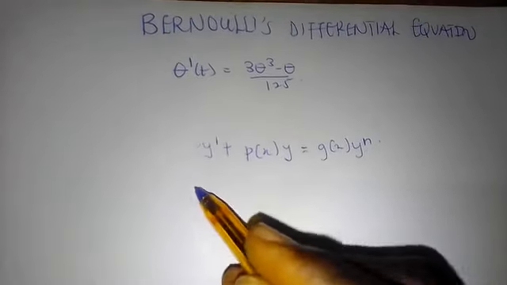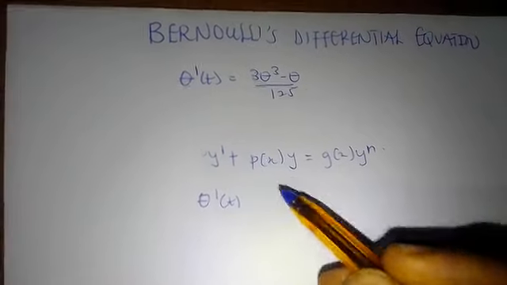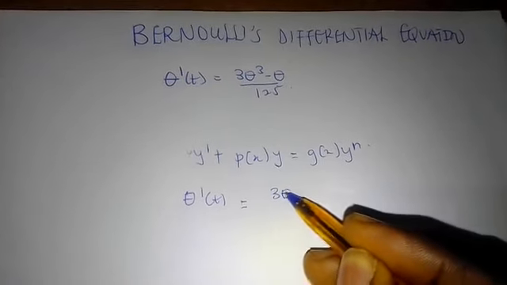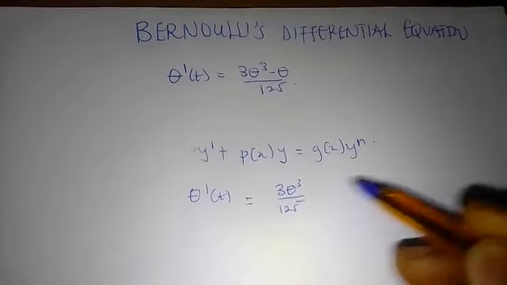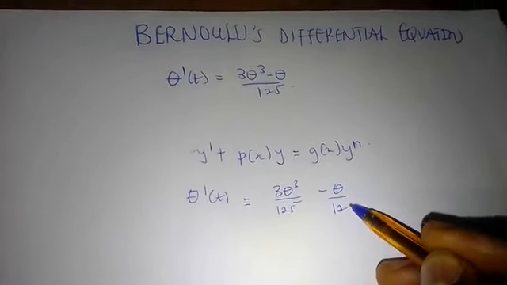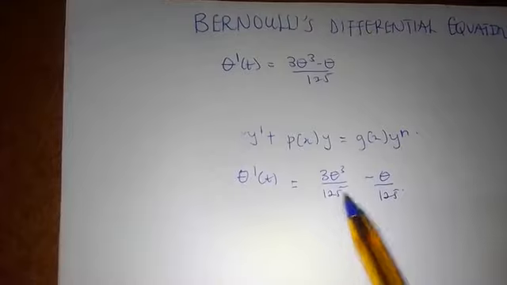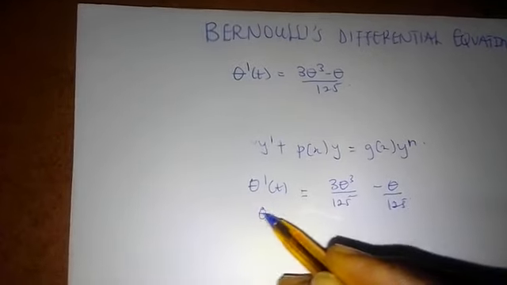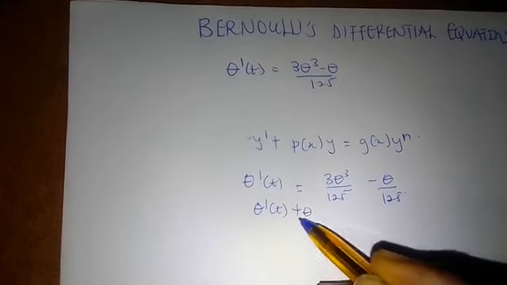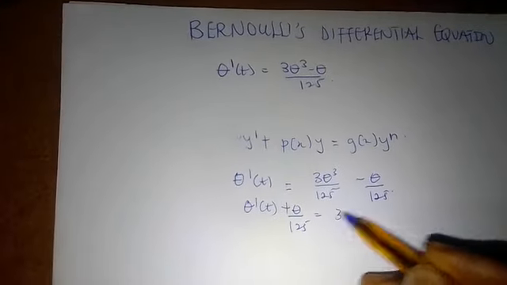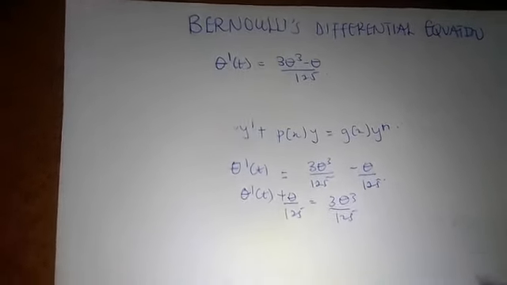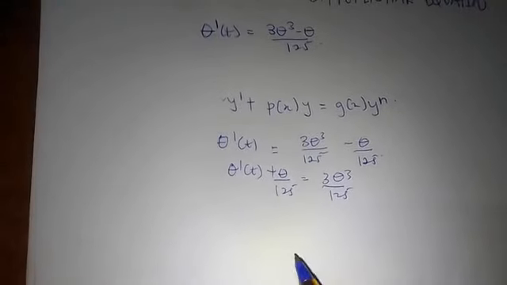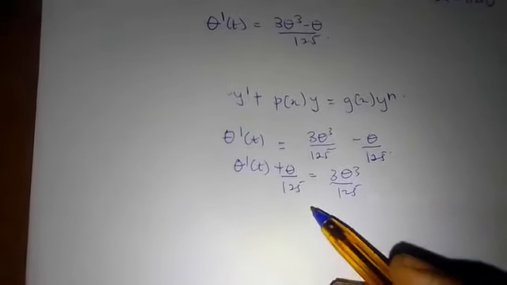So doing that, we're going to have theta prime of t equal to 3 theta cube over 125 minus theta over 125. Now we have still not made it in the standard form because this term here, p of x times y, I have to bring to this side. I'm going to get theta prime of t plus theta over 125 is equal to 3 theta cube over 125. So I can say that at this point it is in the standard form and I can apply the necessary formula to do it.